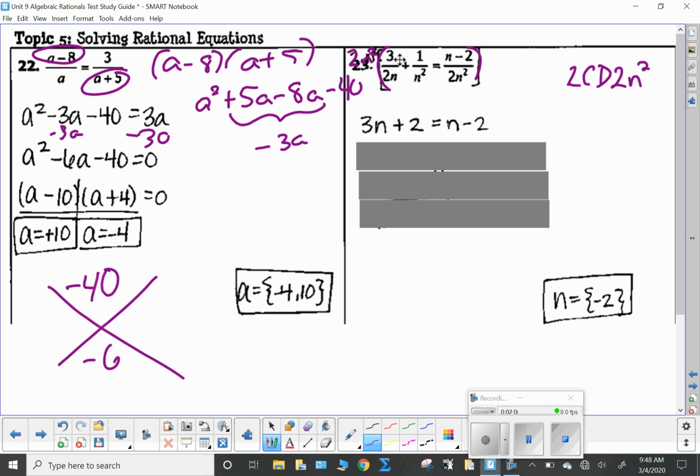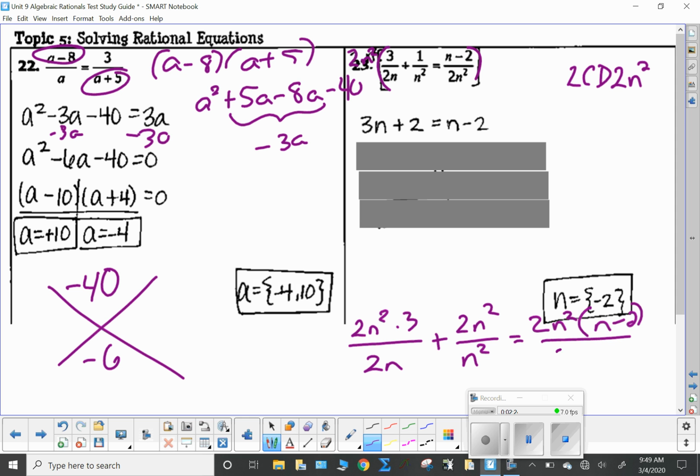So 2n squared times 3 over 2n leaves me with just 3n. And just so that you can see this a little bit better, you'll get 2n squared times 3 over 2n plus 2n squared over n squared is equal to 2n squared times n minus 2 all over 2n squared. So what happens? The 2n goes away, and that's where we get the 3n. The n squared goes away, leaving me with the 2. The 2n squareds go away, leaving me with the n minus 2.